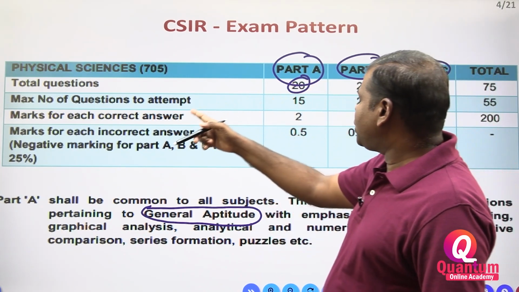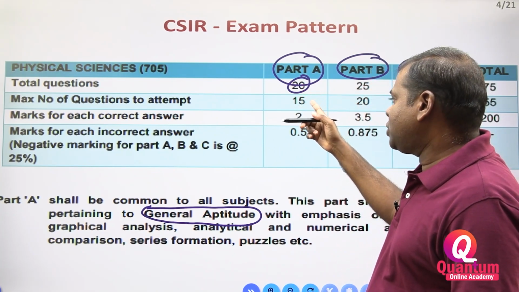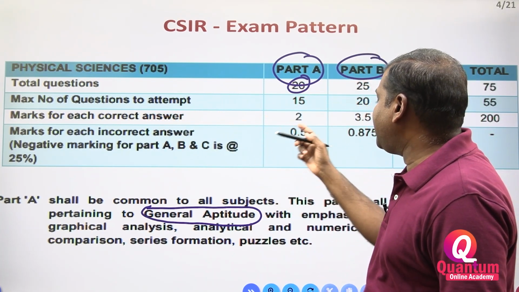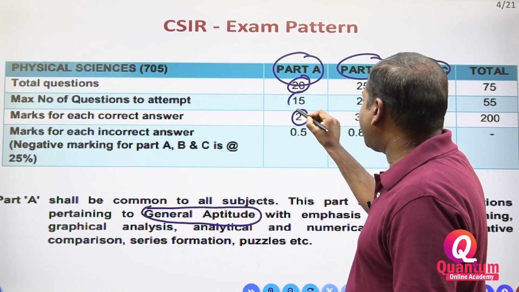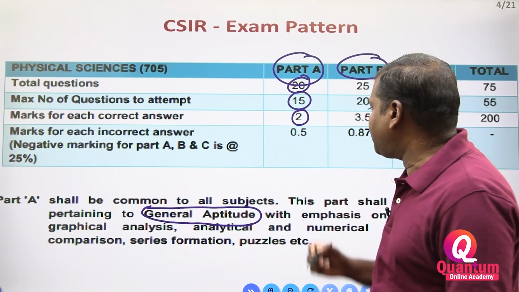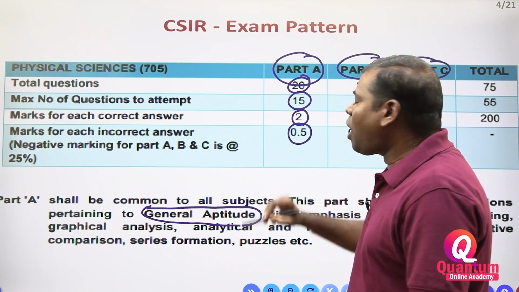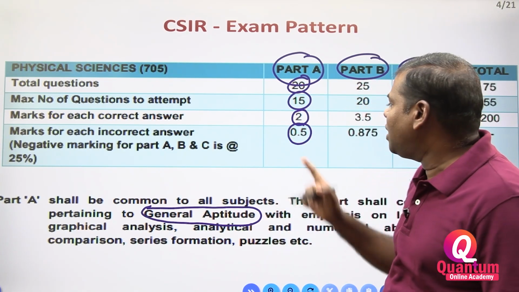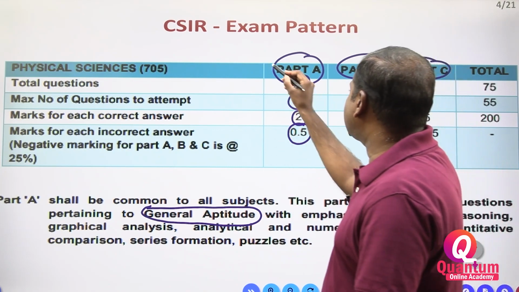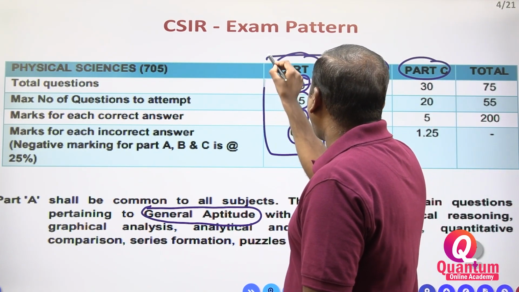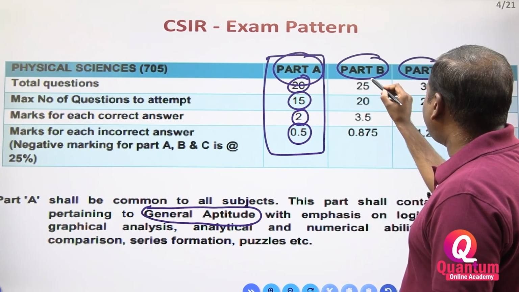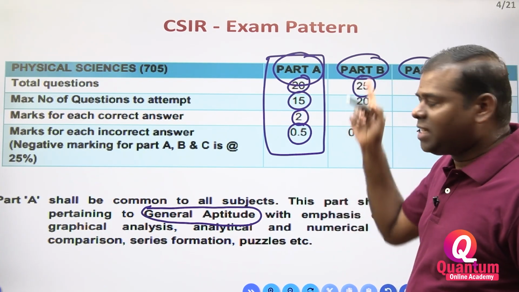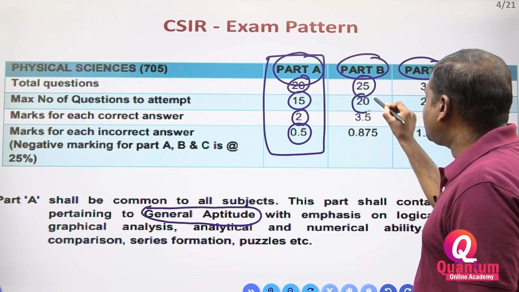So how many questions came? 20 questions. How many marks for each question? 2 marks. How many questions do you have to attempt? 15 questions. For each and every wrong answer, you will lose 0.5 marks. This is part A for all papers. Now part B. In part B, 25 questions are there for CSIR, and you have to do 20 questions.